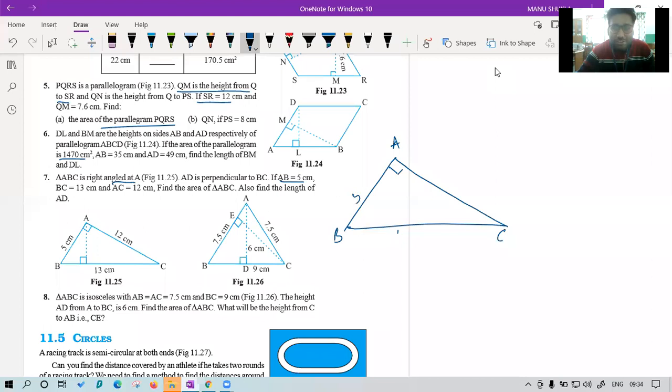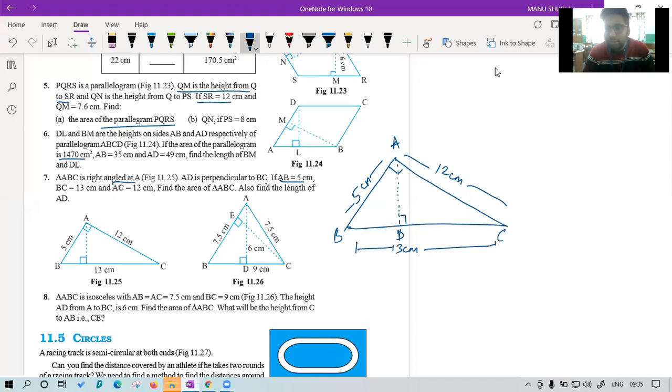So we are having AB as 5 centimeter and AC as 12 centimeter. Just observe this. Now they are saying AD is perpendicular to BC. Find the area of triangle ABC. And BC is also given to you as 13 centimeters.